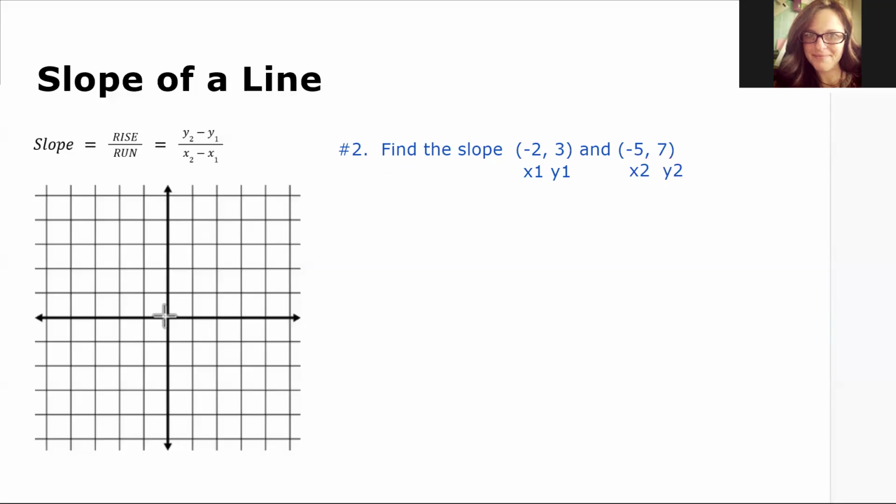Starting at the origin, we'll graph our first point, (-2, 3). Negative 2 to the left, up 1, 2, 3. (-2, 3). And our second point, (-5, 7). And negative 1, 2, 3, 4, 5 to the left, up 7. And that's not going to fit on my graph. Let's change that.